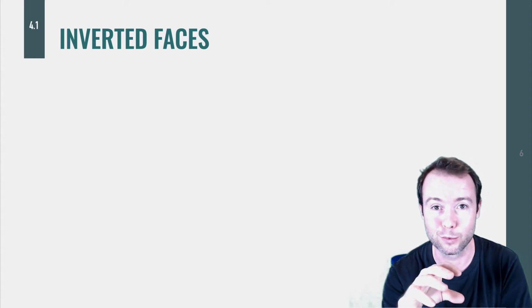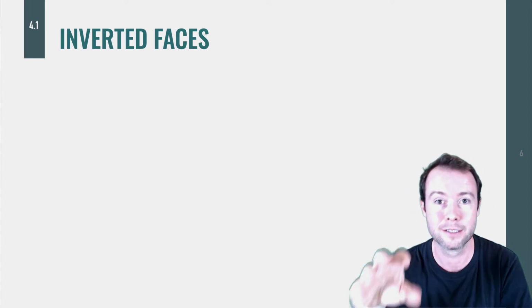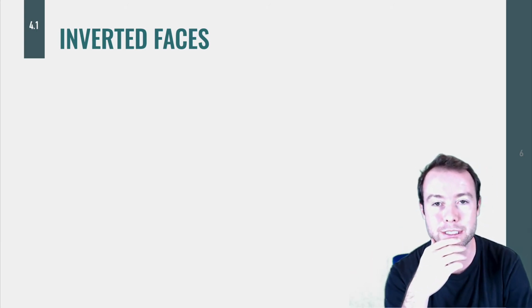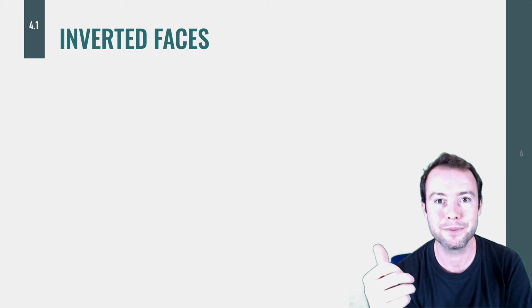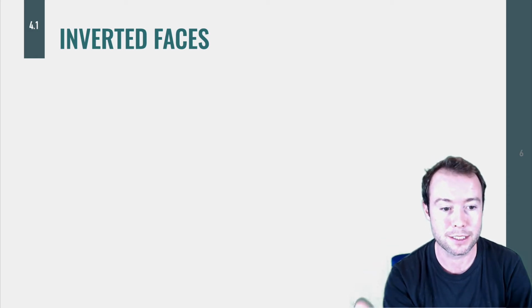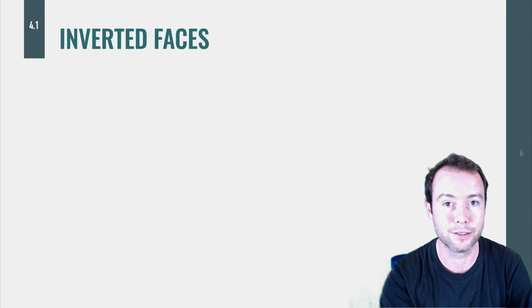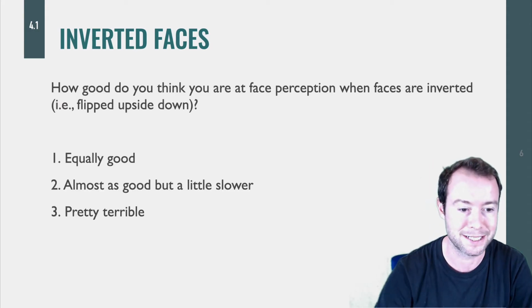So it's not the case that we go around and process the nose, then the eyes, then the mouth, etc. It's the entire configuration that seems to be important. And some insight into the fact that this occurs comes from the way that we process inverted faces. So in other words, when a face is flipped upside down.